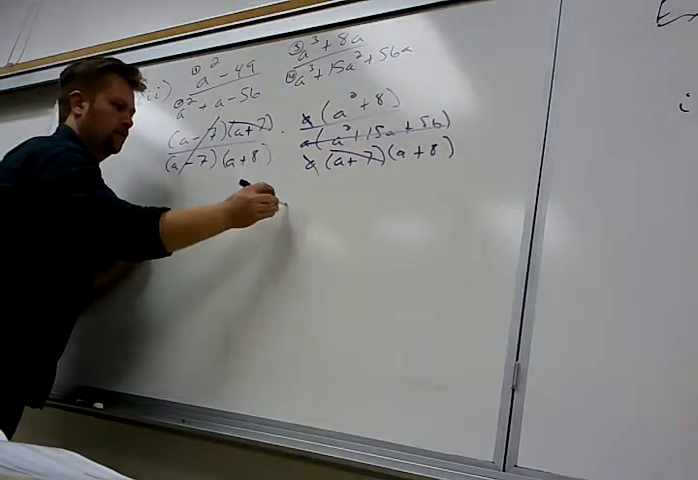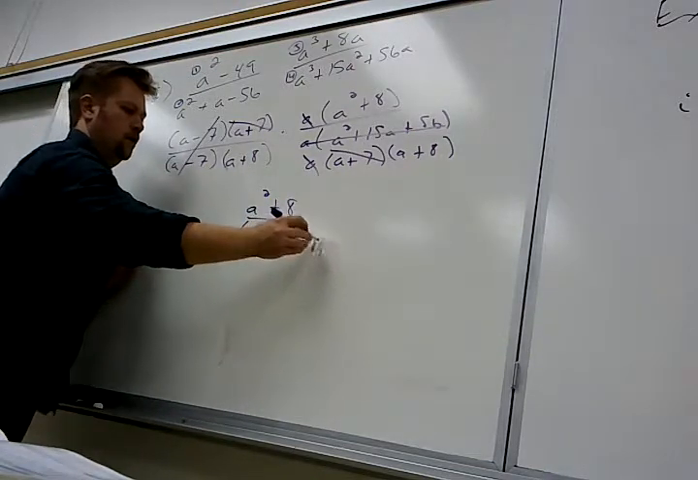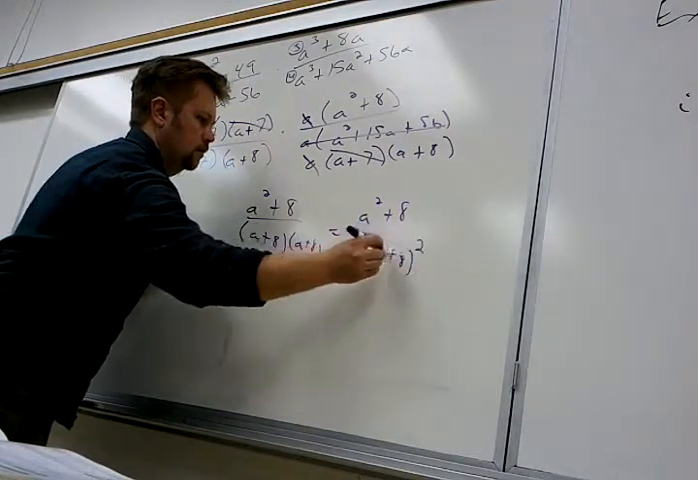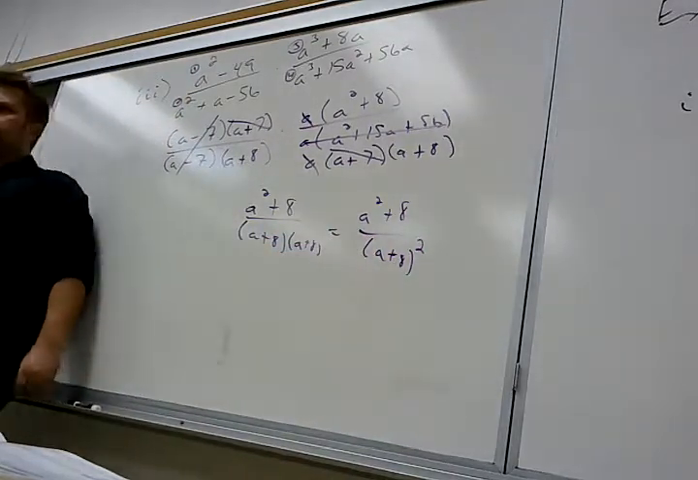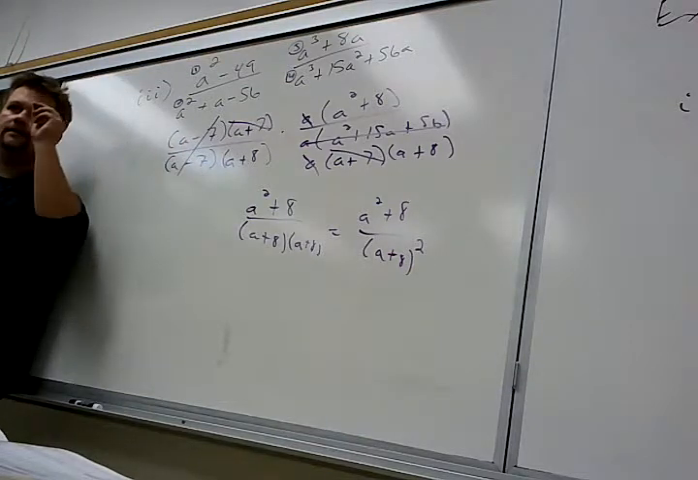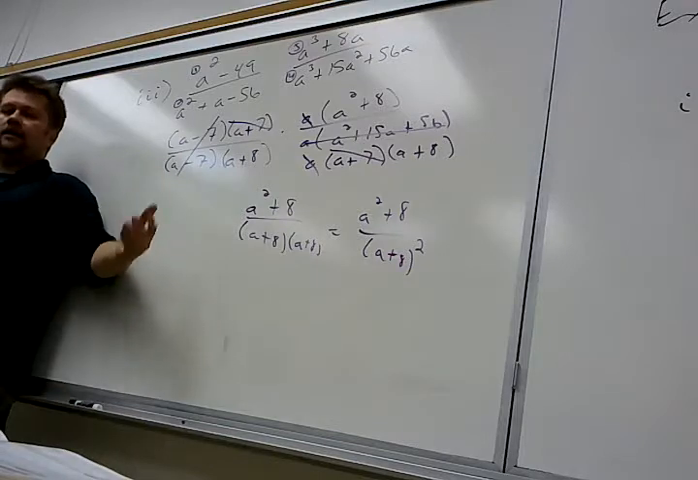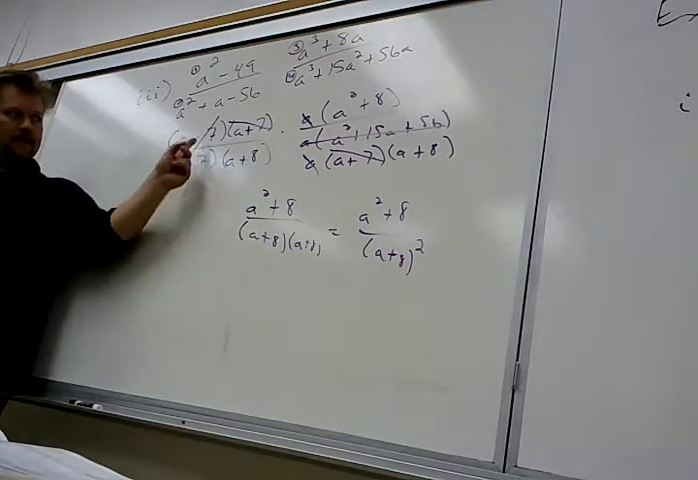It's going to be A squared plus 8 on the top, and A plus 8 squared, which you can write as this if you want to. So be real careful. The only time it can cancel is if they're exactly the same. 9 divided by 9 cancels. With 9 divided by 8, no, they don't cancel. They got to be exactly the same.